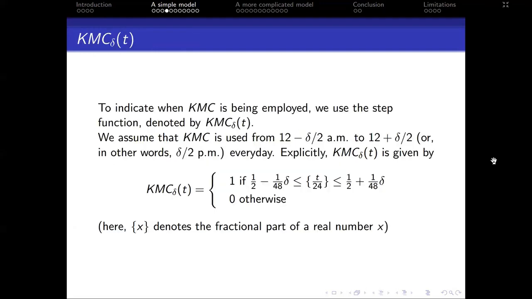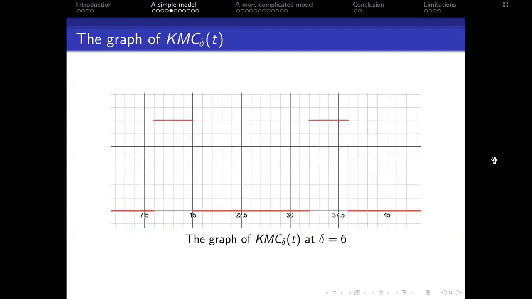First, the KMC function is defined as follows. KMC is 0 if it is being used at the time and equal to 1 otherwise. For simplicity, we assume that every day KMC is used for delta hours right in the middle of the day. Here is the illustration of the function KMC at delta equal to 6.